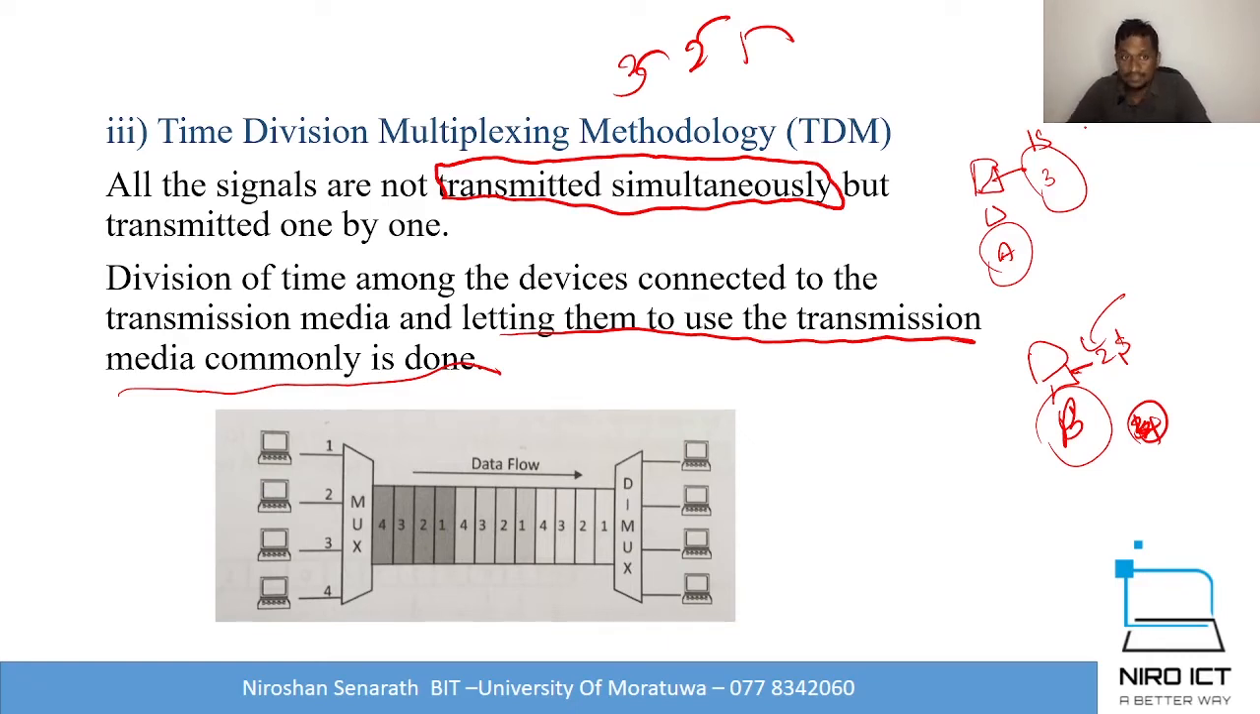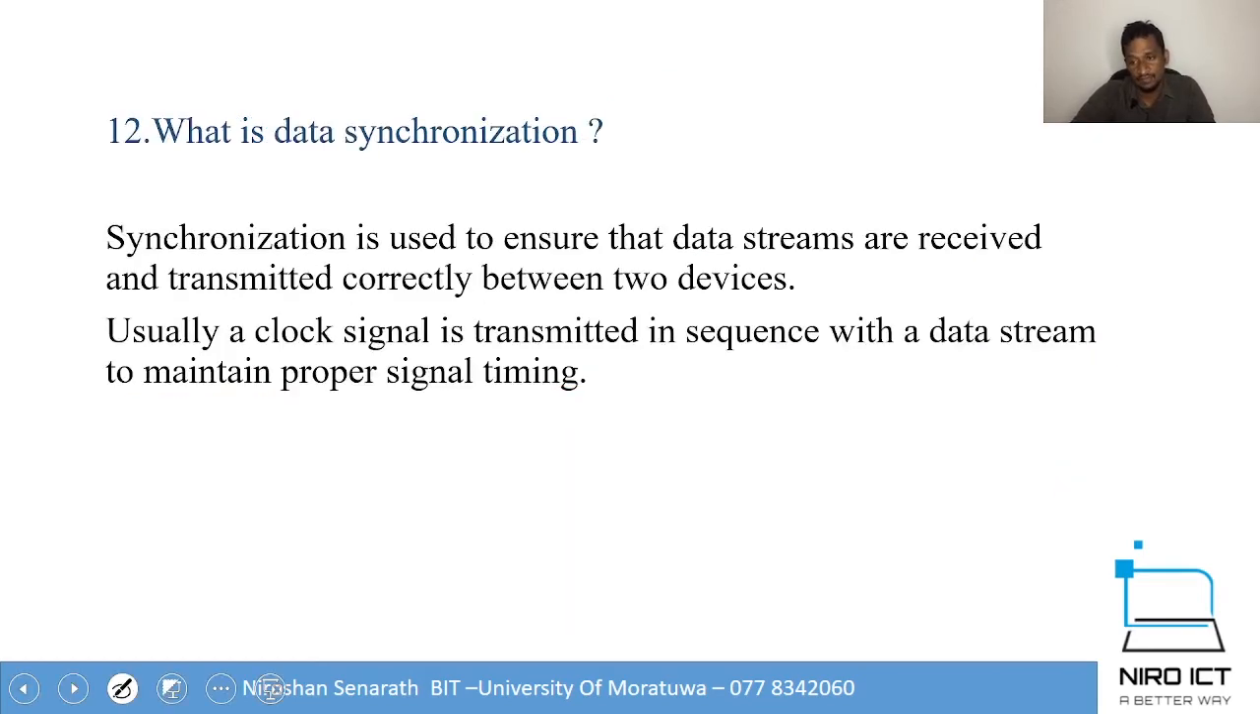That means all the signals are not transmitted simultaneously, like you saw in the previous part, but transmitted one by one. I think this is clear for you. Very especially remember the time-dividing part: division of time among the devices connected to the transmission media, letting them use the transmission media commonly.